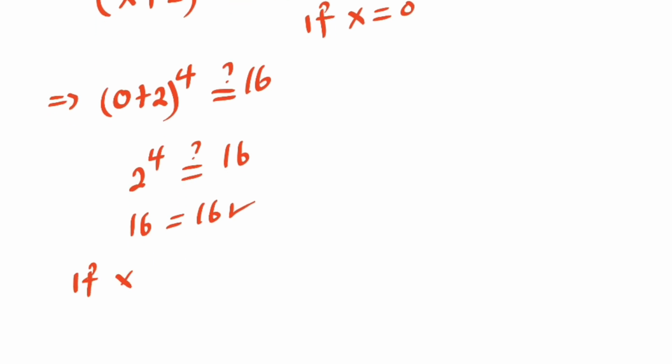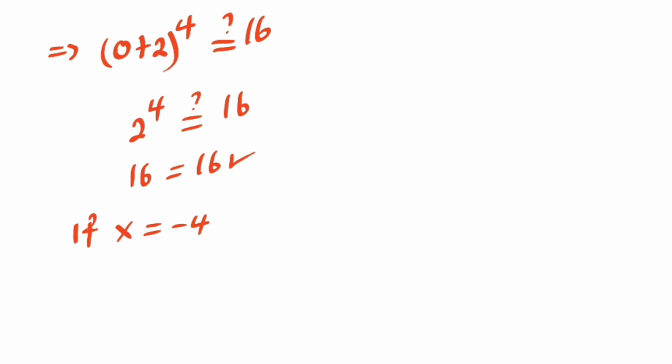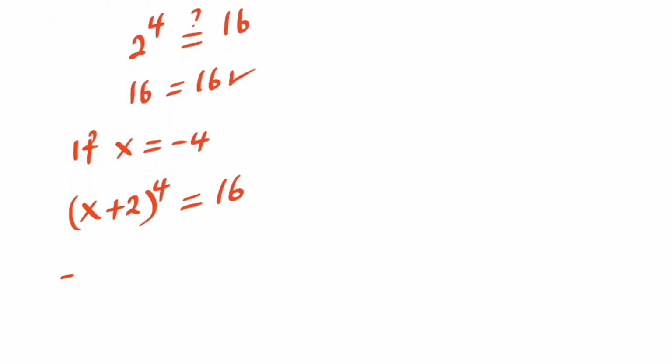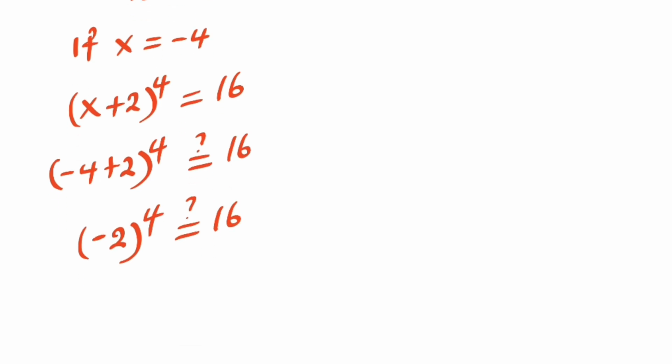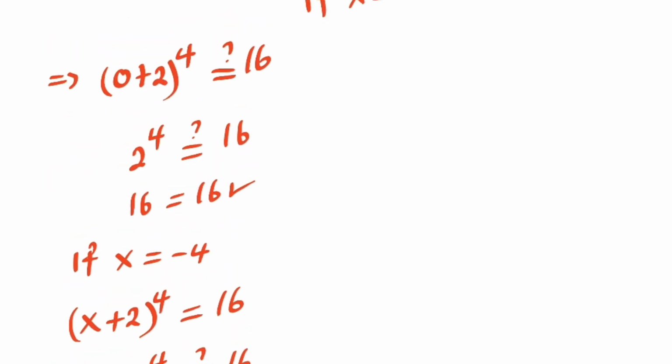If x is equal to minus 4, we have (x + 2)^4 is equal to 16. Minus 4 plus 2 raised to power 4 must be equal to 16. Minus 4 plus 2, this is minus 2 raised to power 4 must be equal to 16. Then minus 2 raised to power 4, this is 16, is equal to 16, which is true.